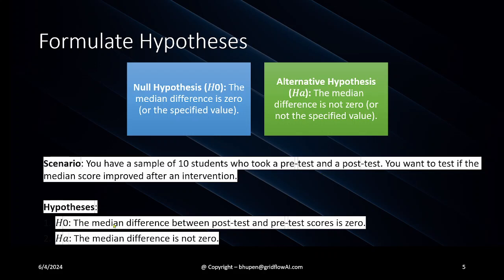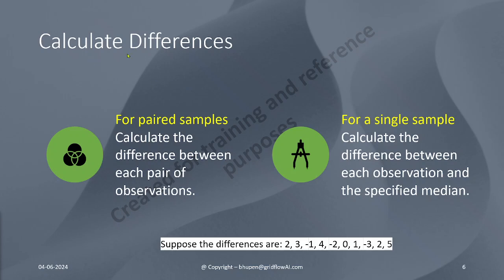So the null hypothesis here is that the median difference between the post-test and pre-test is zero, no difference. That means it's the same, right? And the alternate hypothesis would be that the median difference is not zero. The next step is to calculate the differences for the paired samples. Take sample one and sample two, and compute the difference between each pair of observations. For a single sample that you are comparing with a particular value, calculate the difference between each observation and that value.